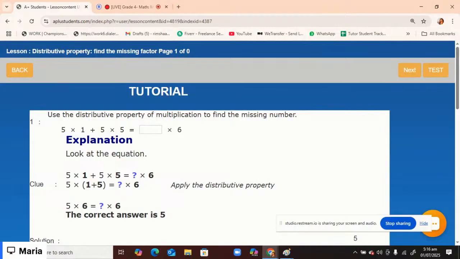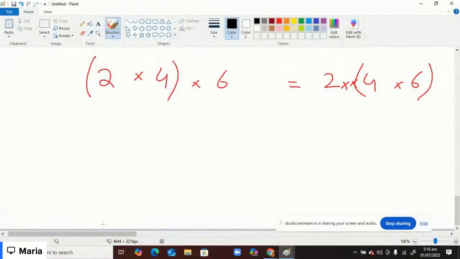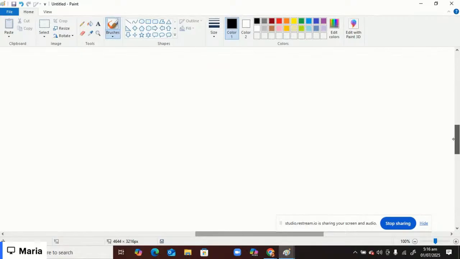5 times 1 plus 5 times 5. On the other side there is a missing place and here is a 6. So what does it mean? It means which number you are going to put out here. Look at here. First we close that bracket, okay? You always close the bracket. They are saying 5 times 1 plus 5 times 5.